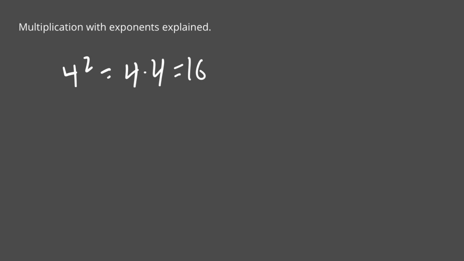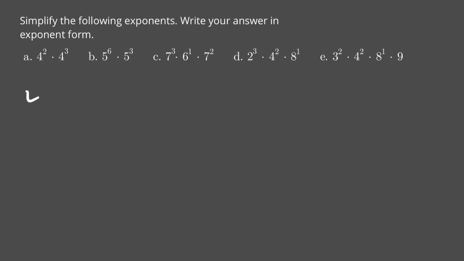So let's get started with multiplying numbers with exponents. For part A, we have 4 to the power of 2 times 4 to the power of 3. Now you should already know that 4 in this case is the base, and 2 and 3 in this case are the exponents. Whenever you are multiplying numbers with the same base, you can add the exponents.